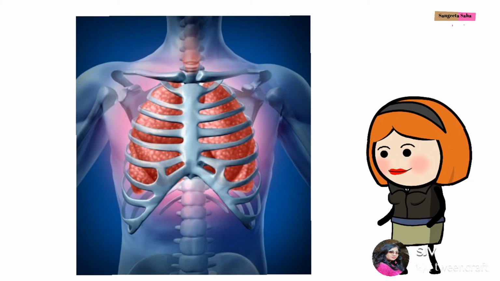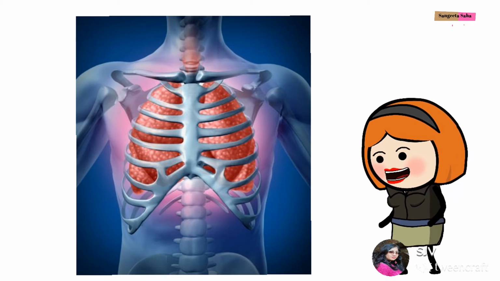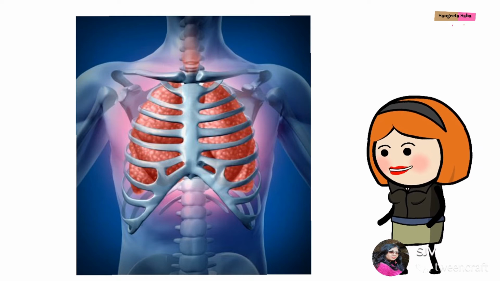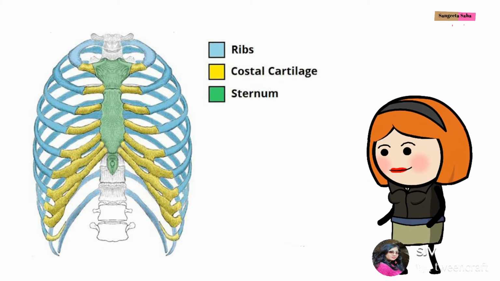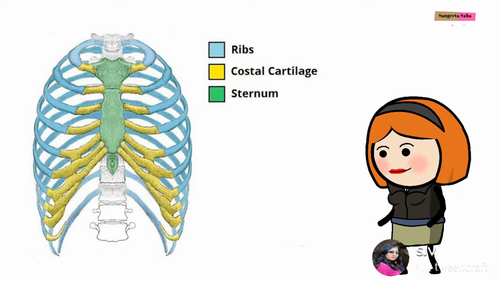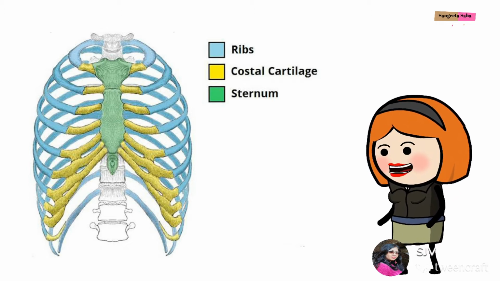the rib cage. Before we discuss the lungs in detail, let's quickly get an idea about what the rib cage is. This rib cage consists of long paired curved bones that are joined at the back with the backbone and joined at the front with the sternum or the breastbone.